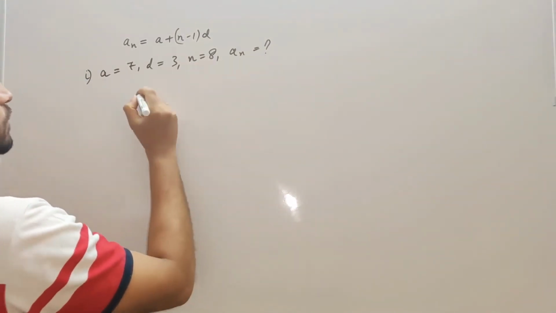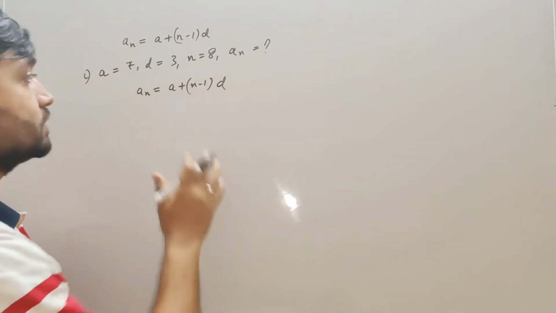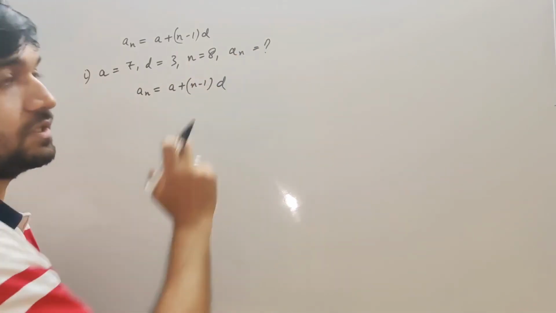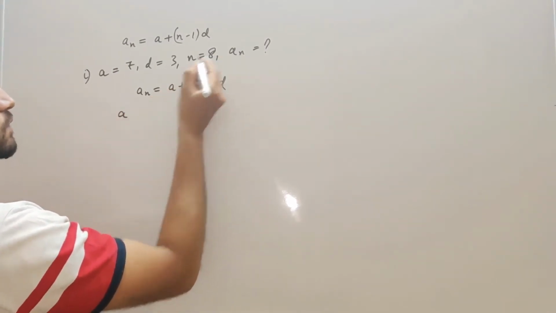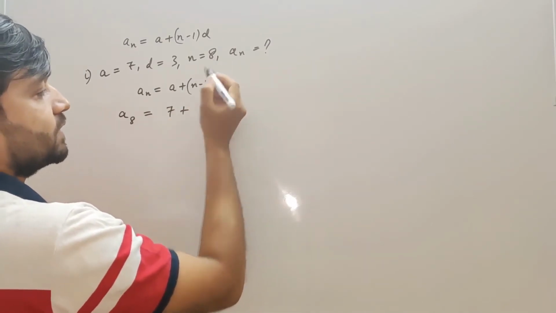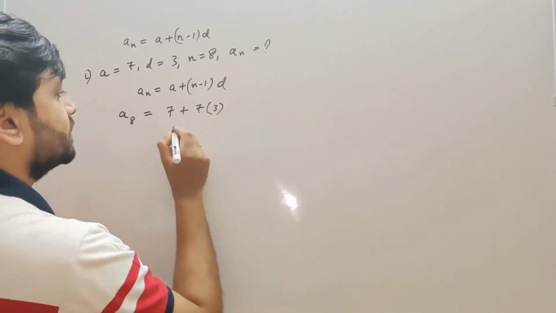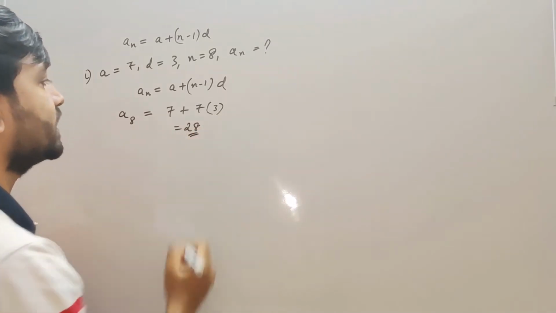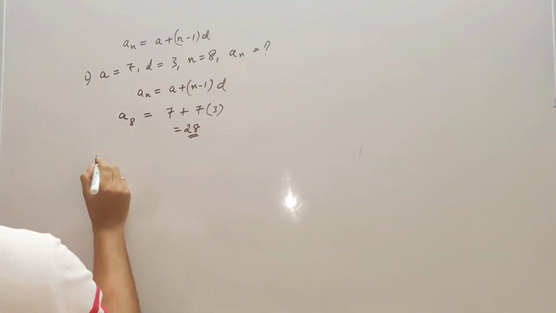So an, we know the formula: an is a plus (n minus 1) into d. In this formula we know all three values. So n is what? 8. So a8 is a plus (n minus 1), so n minus 1 means 8 minus 1, which is 7, into the common difference value, which is 3. If you simplify, 7 into 3 is 21, and 7 plus 21 gives you 28. So the 8th term is 28.